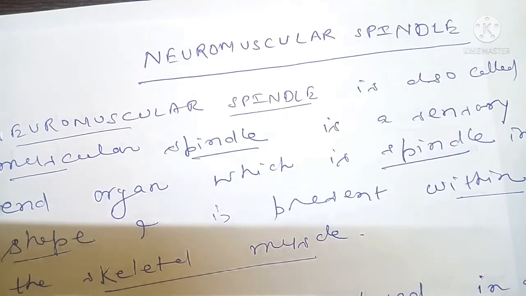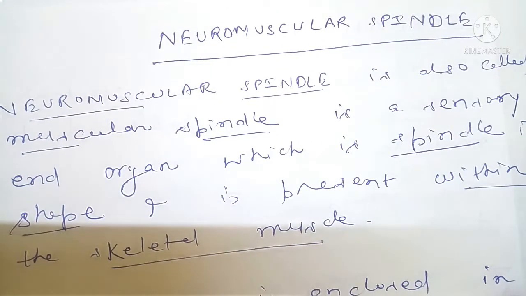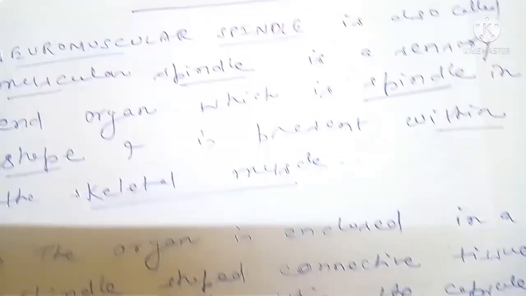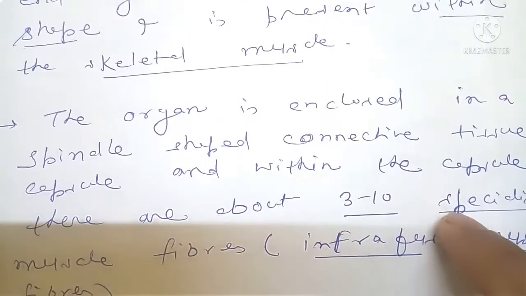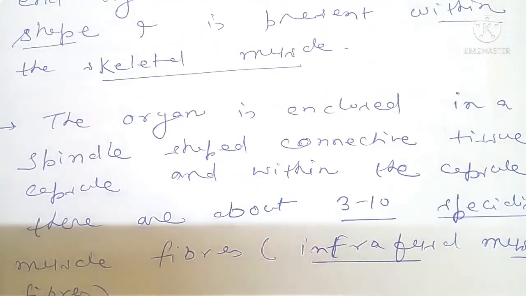Now there are three types of muscles: the skeletal muscle, the cardiac muscle, and the smooth muscle. This neuromuscular spindle is present within the skeletal muscles, and this organ is enclosed in a spindle shaped connective tissue capsule. There are about 3 to 10 specialized muscle fibers, that is, the intrafusal muscle fibers.